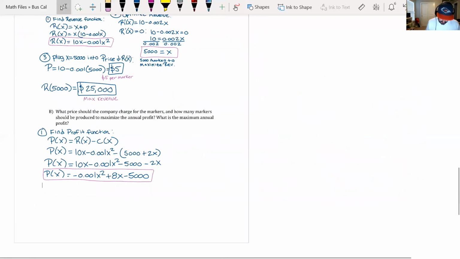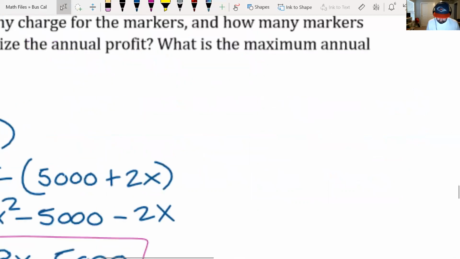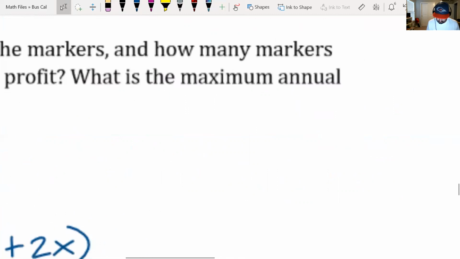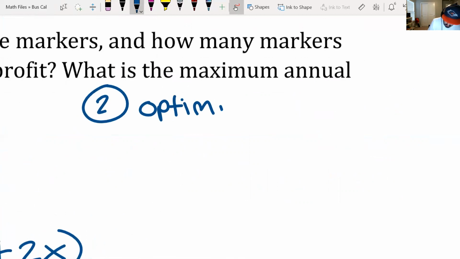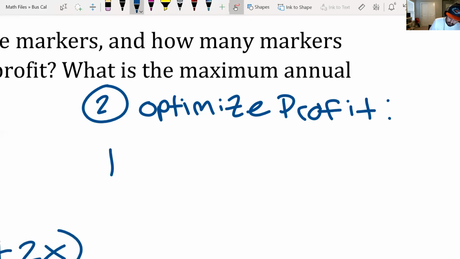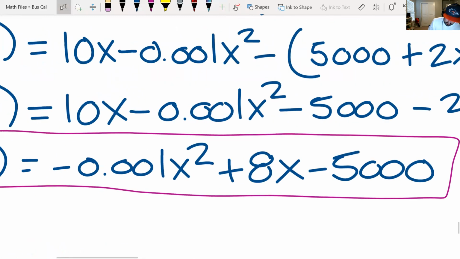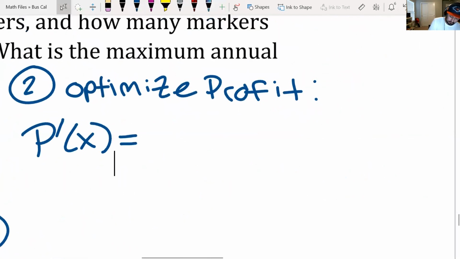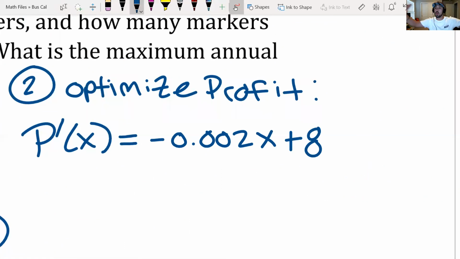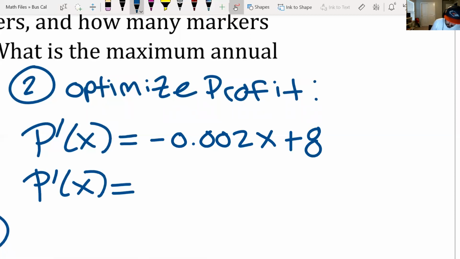Okay. Step 2, optimize profit. That means take the derivative, P prime of X equals, and the derivative of our profit function should be negative 0.002x plus 8. And after you optimize something, maximize something, minimize something, you take the derivative and set it equal to 0.